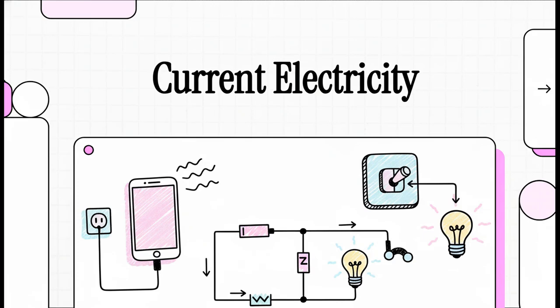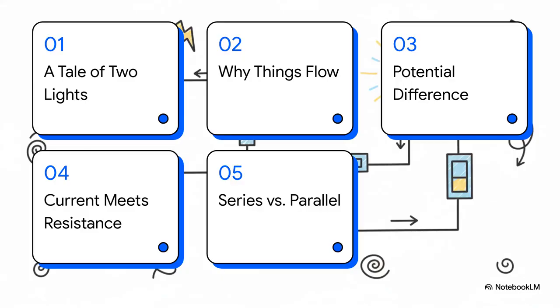Have you ever really stopped to think about what happens when you flick on a light switch or plug in your phone? It all comes down to the magic of flowing electricity. So in this explainer, we're going to break down the absolute basics of electric current and make these everyday mysteries totally clear. All right, so here's our game plan for today.